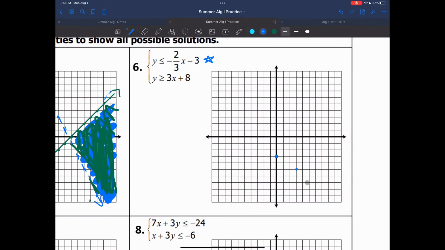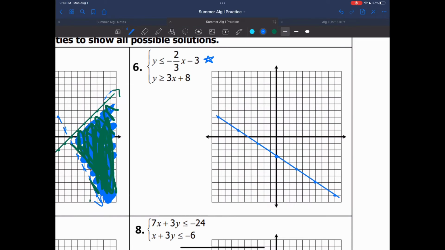Down 2, 1, 2, 3. And then I can get more points this way by reversing it. So I'm going to go up 2, left 1, 2, 3. Up 2, 1, 2, 3. So keep reversing that. Okay, and now on this one, if you look at the symbol we have here, it's a less than or equal to. So I'm going to draw a solid line through it because it has the solid line under the symbol.